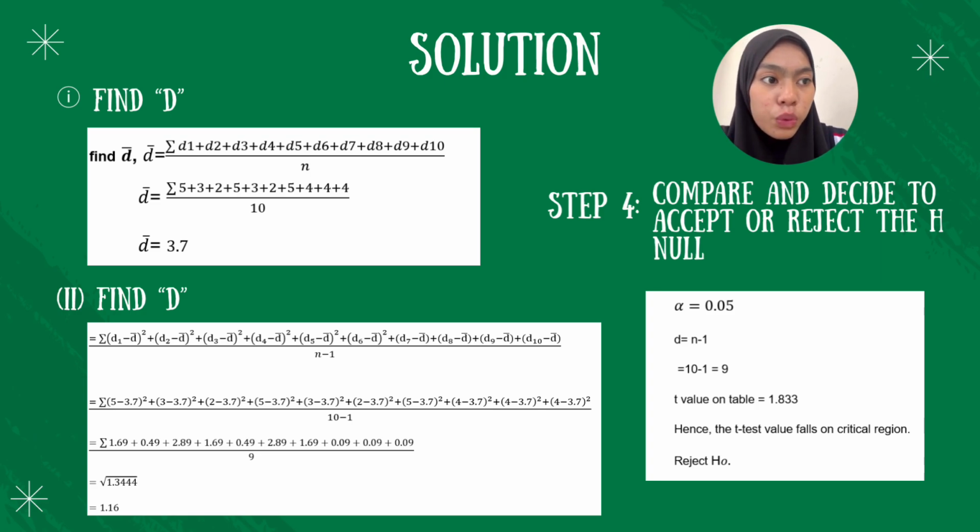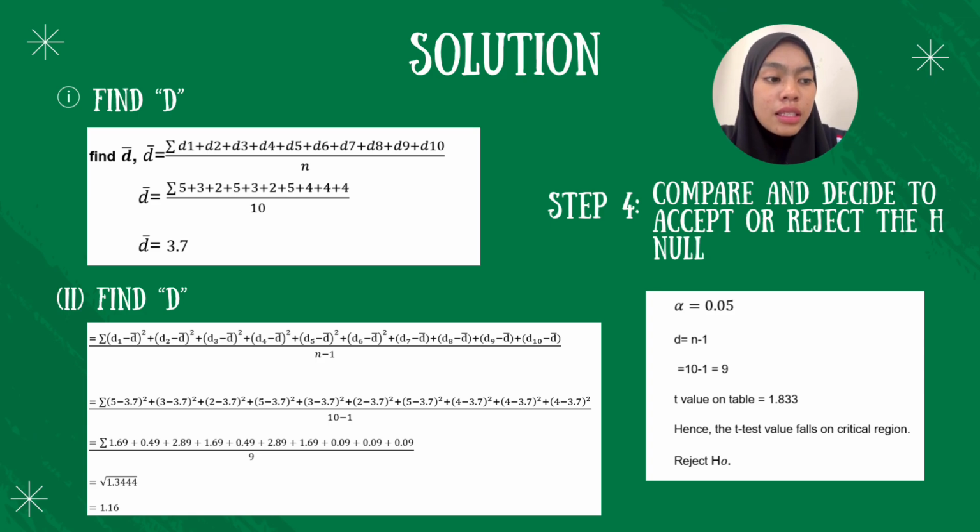Next, we can move to step 4, which is to compare and decide whether to accept or reject H0. As given in this question, the alpha value is 0.05 and the df is equal to n minus 1. Because we use the T table, we need to do df equal to n minus 1. So it's equal to 9. The T value on the table is 1.833.